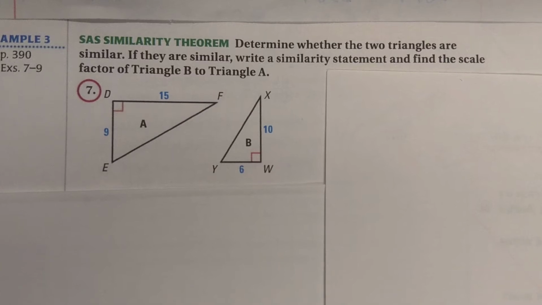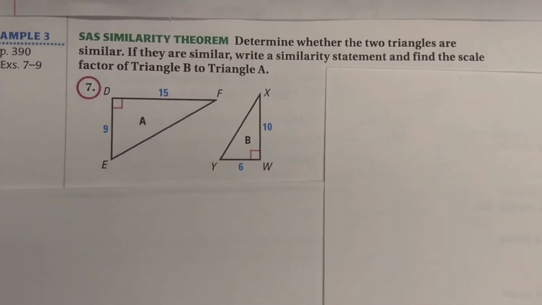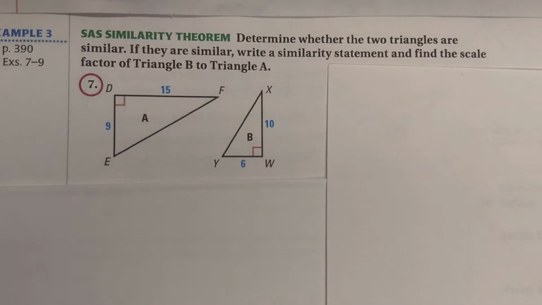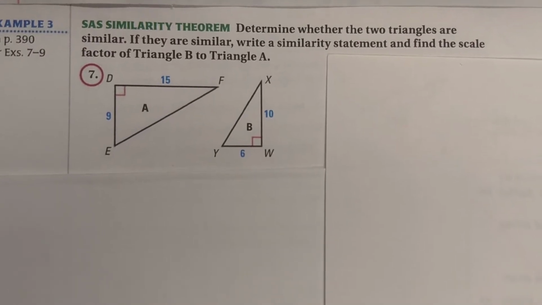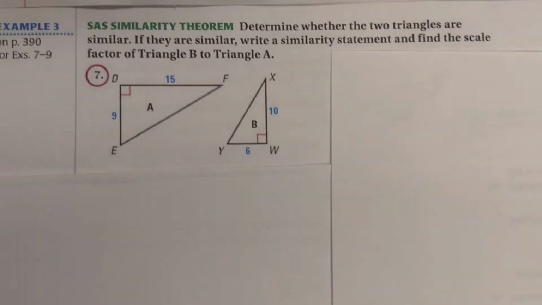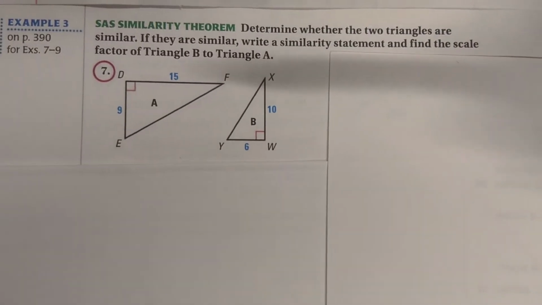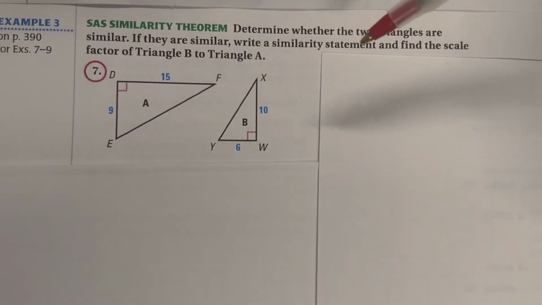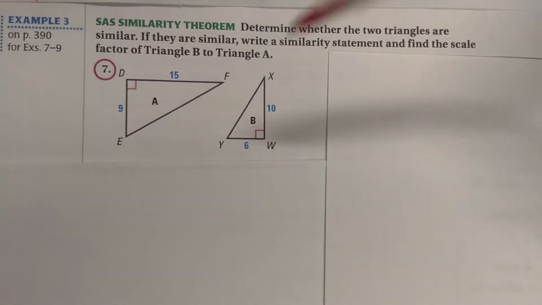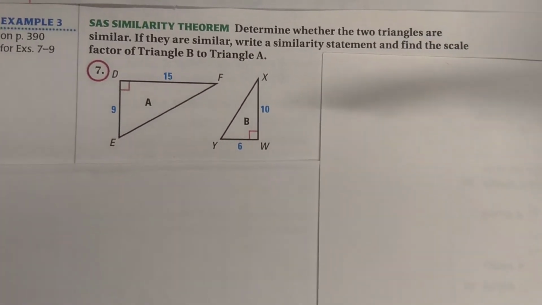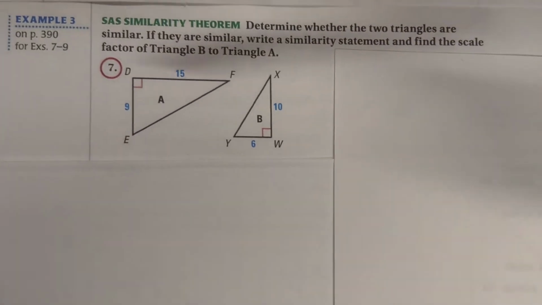Use the side angle side similarity theorem to see whether or not these two triangles are similar, and if they are, then we'll write a similarity statement. Remember, the side angle side theorem says that if we are looking at the side, the angle, and the side of one triangle and comparing it to the corresponding side, angle, and side of another triangle, the angles have to be the same, and it looks like in these triangles they are, right?